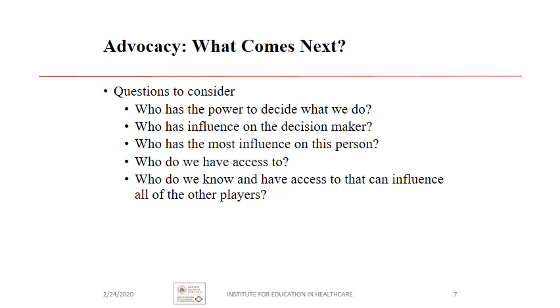So here are some additional questions to consider. Who has the power to decide what we do? Who has influence on the decision maker? Who has the most influence on this person? Who do we have access to? And who do we know and have access to that can influence all of the other players? This is strategic, high-level thinking about how to develop these conversations and communication messaging in order for you to get your message out there and help other people who have the ability to make decisions and influence power understand the position that you or the person you're advocating for is coming from.